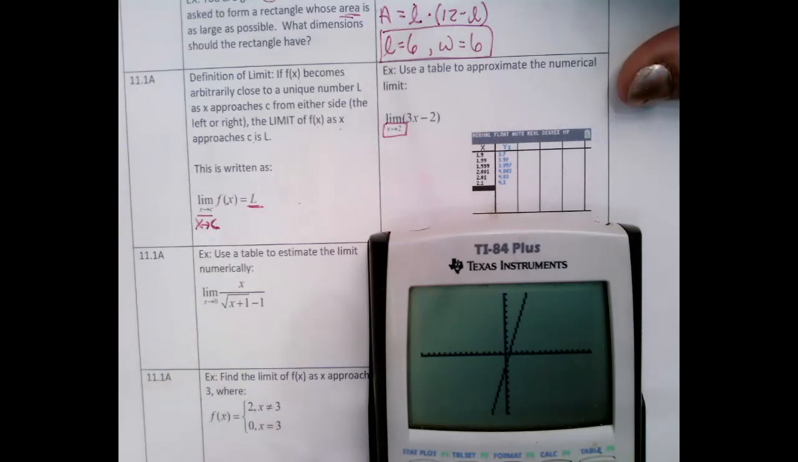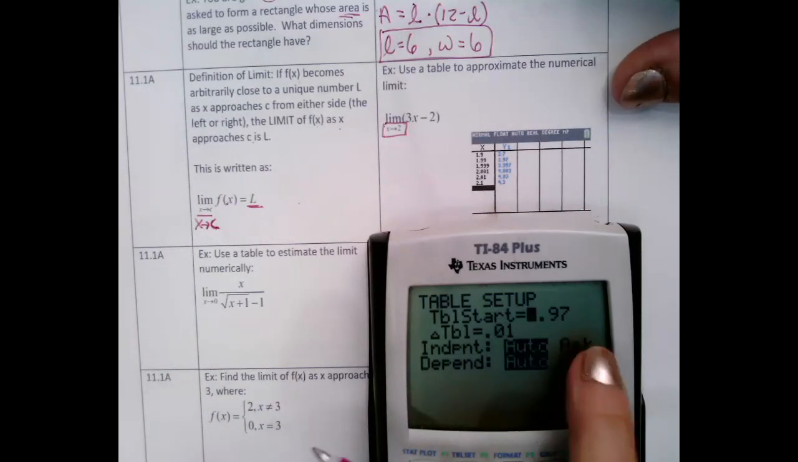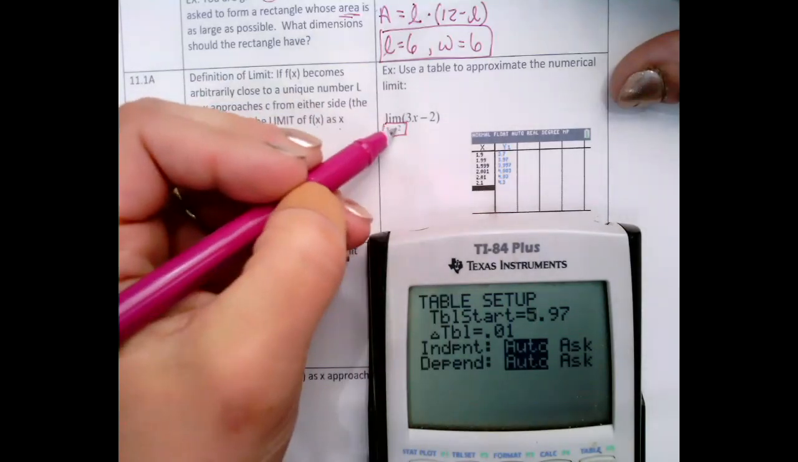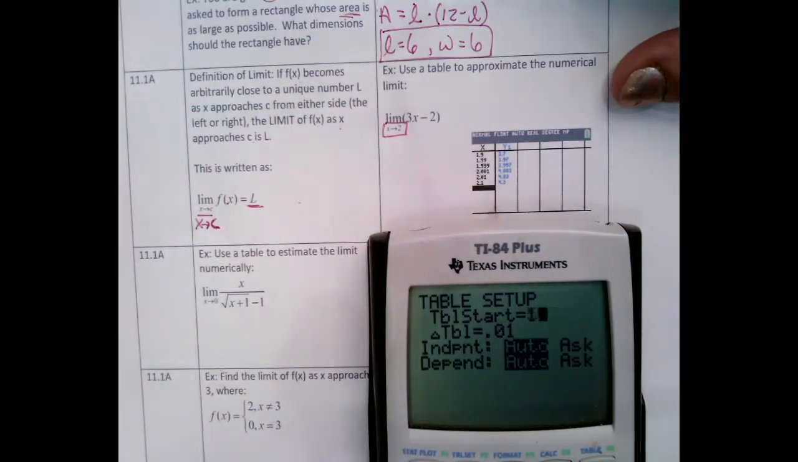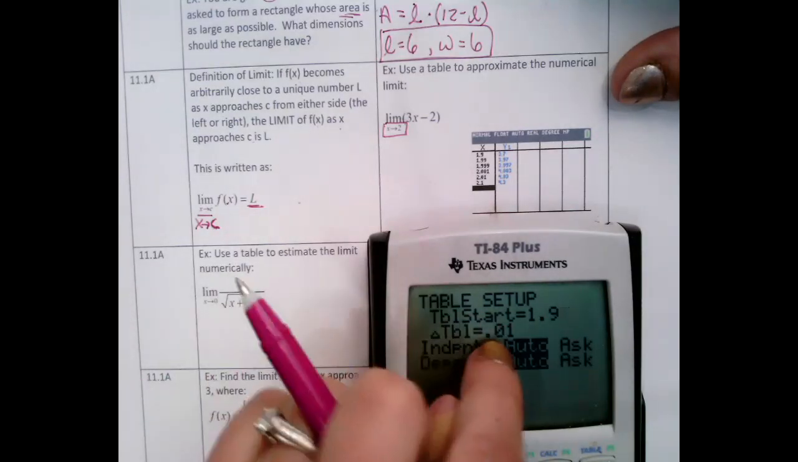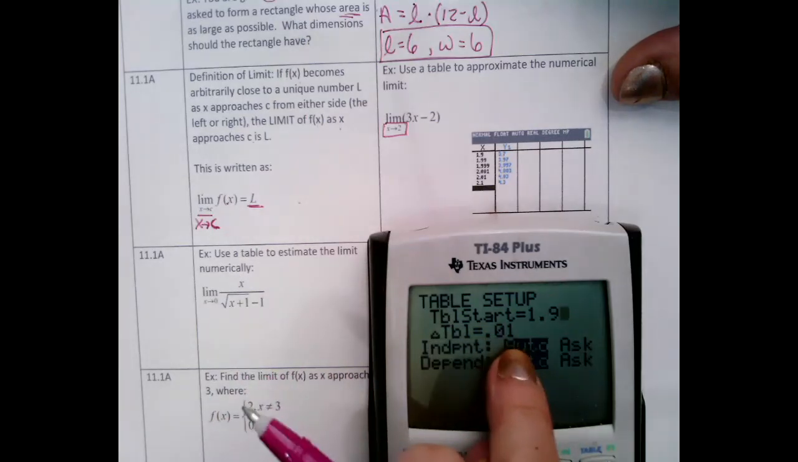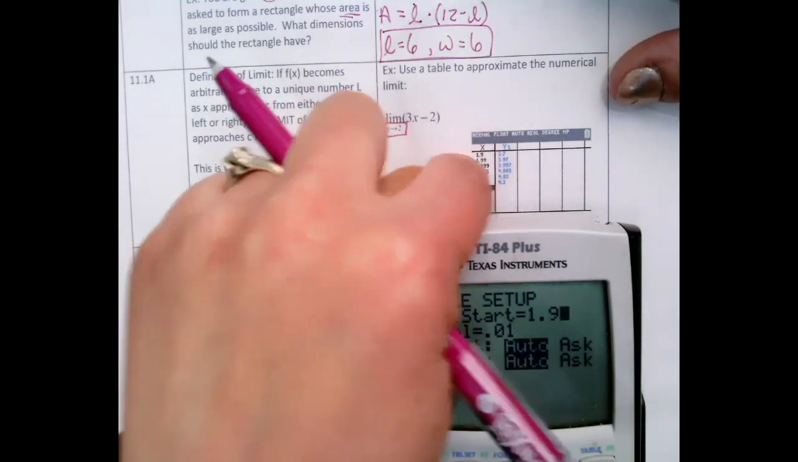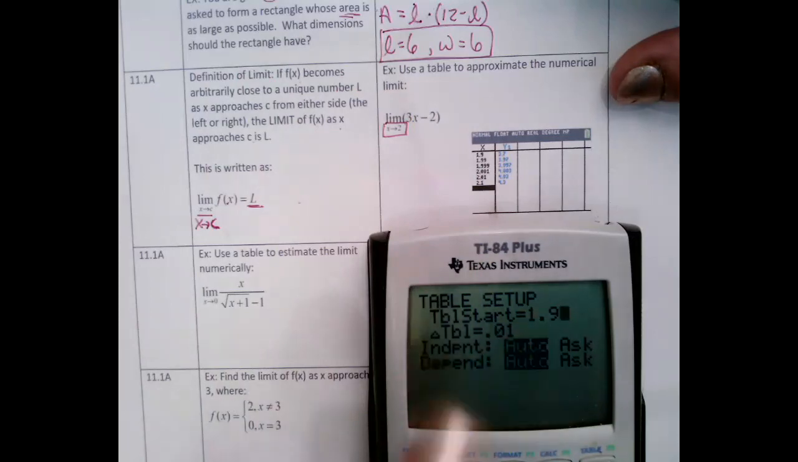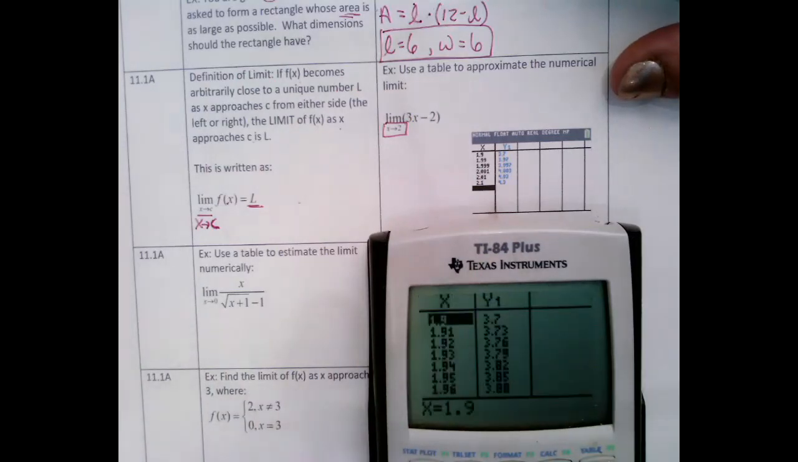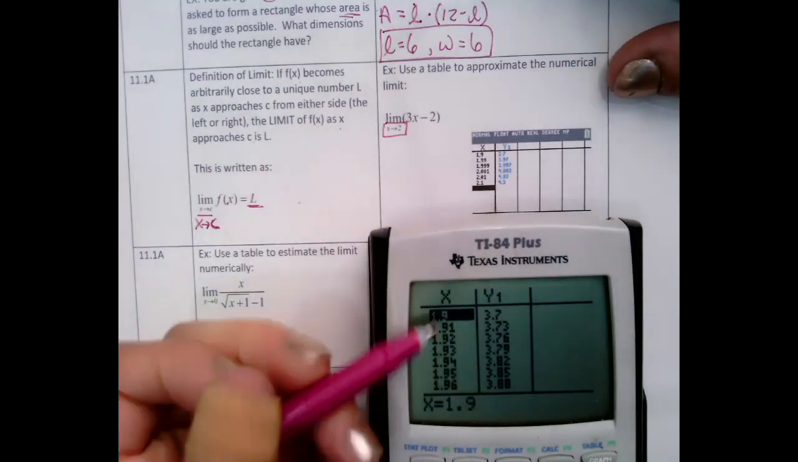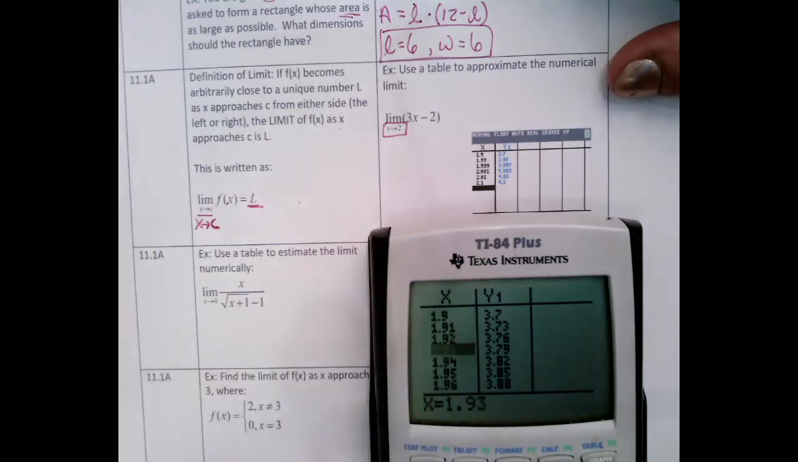Now we want to go to our table. I'm not going to start at 6. We want to get close to 2, so I'm going to start at 1.9. That's why I had my calculator set in such small increments. Here we went in 0.001 increments. I'm going to go in 0.01 increments. You want to get kind of close, but you can see at 1.9, I'm at 3.7.